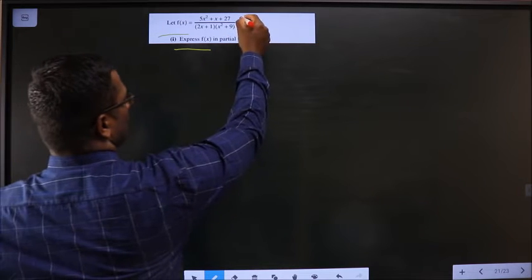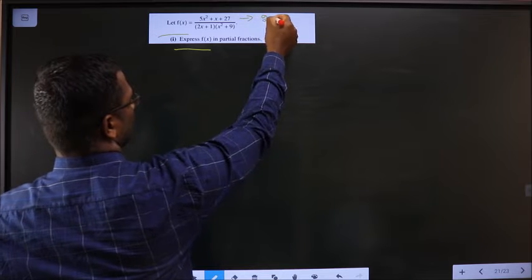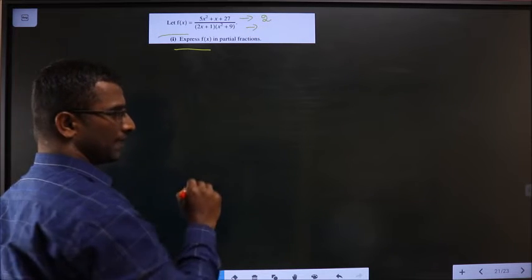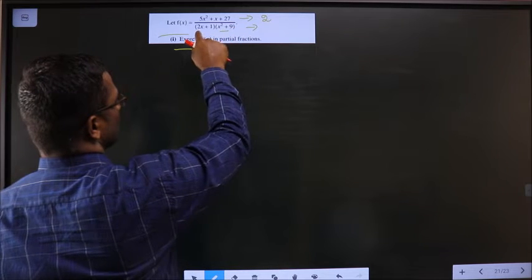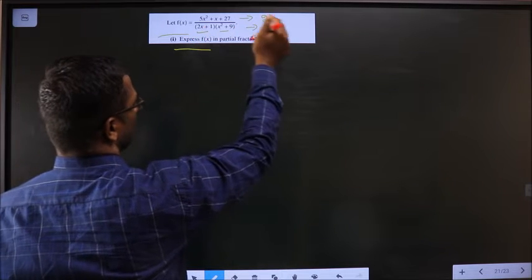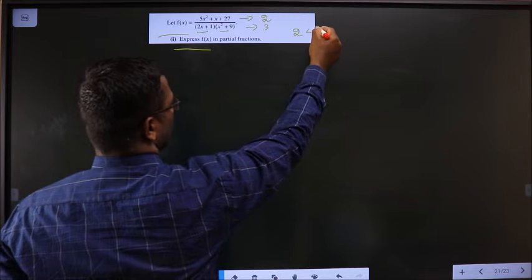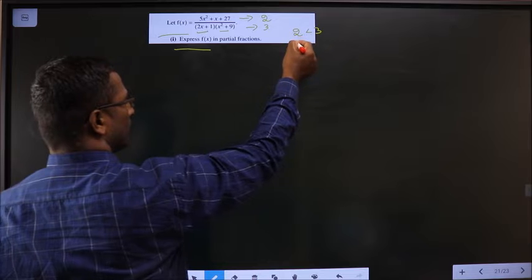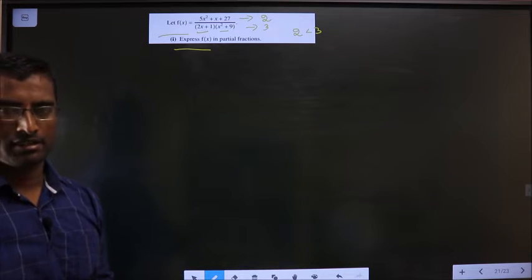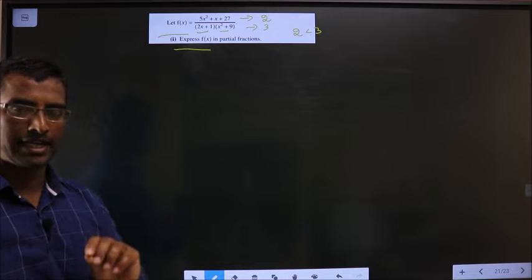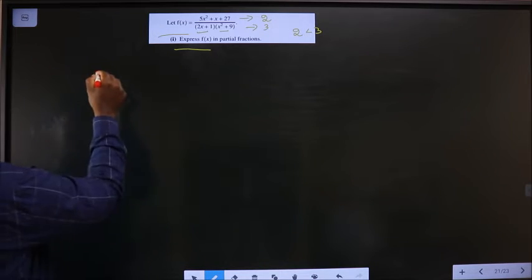What is the degree of the numerator? That means highest power of x, 2. What is the degree of the denominator? That is highest power of x. In this bracket it is 2, in this bracket it is 1. So when we add, 3. So 2 is less than 3. That means degree of numerator is less than the degree of denominator. Thus it is a proper fraction. Clear? Next.